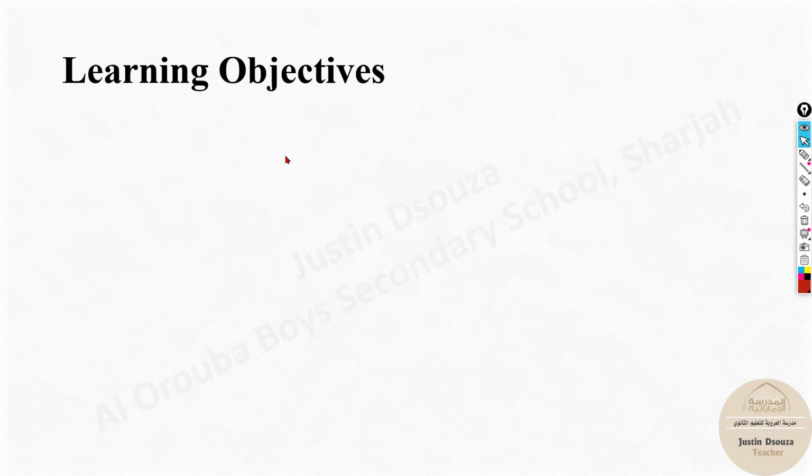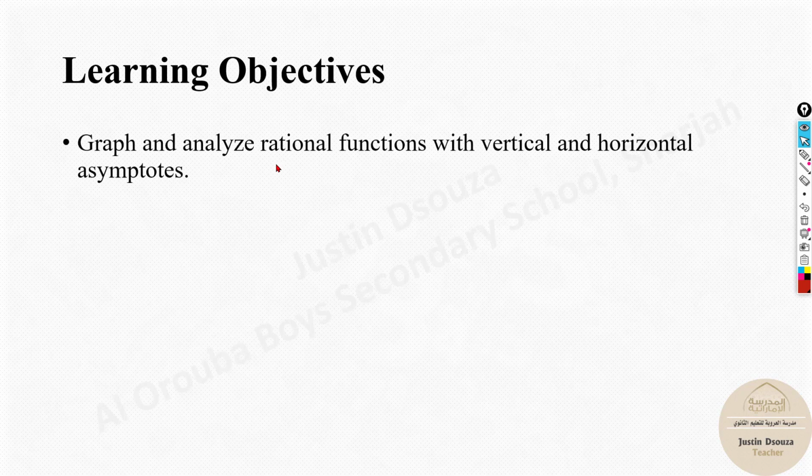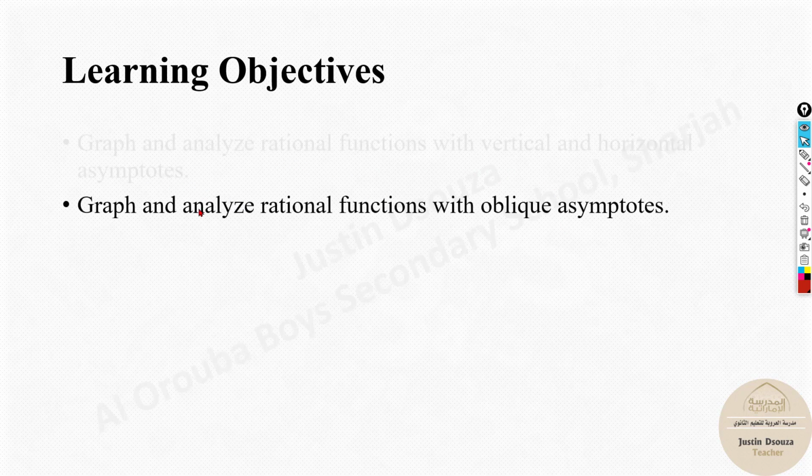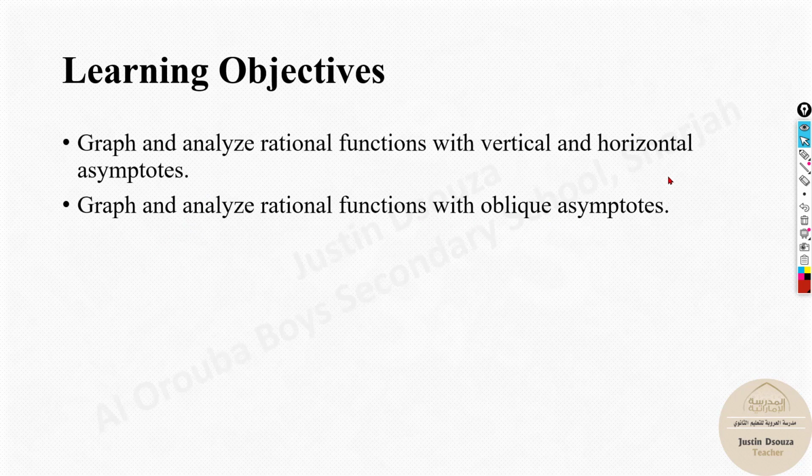Now we will look into the learning objectives. They are to graph and analyze rational functions with vertical and horizontal asymptotes, and then to graph and analyze rational functions with oblique asymptote. If you look at the first objective, we had vertical and horizontal asymptotes in the previous lesson on reciprocal functions. This oblique asymptote is something different which we will study in this lesson.